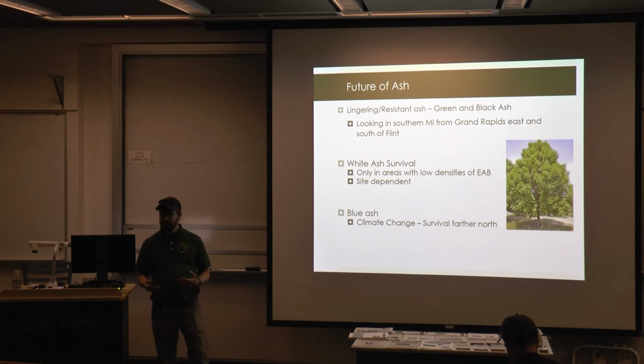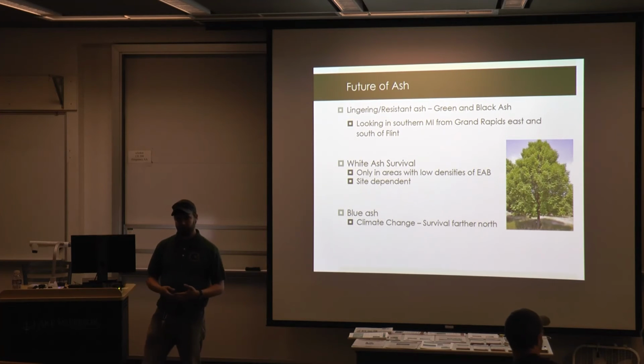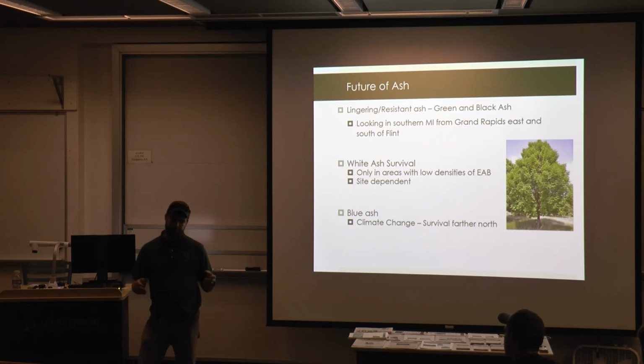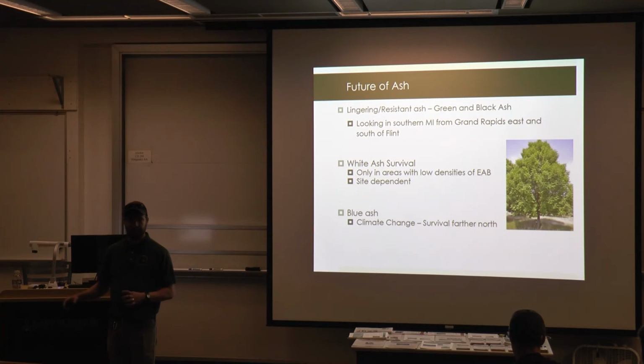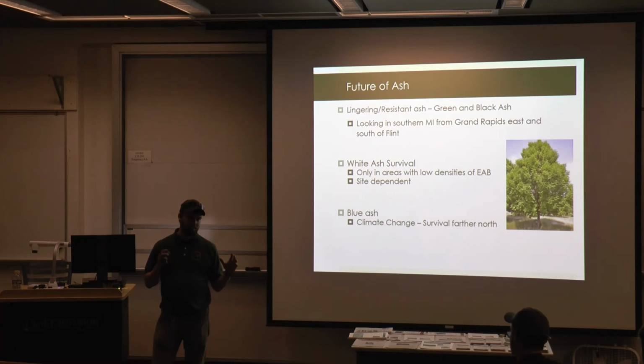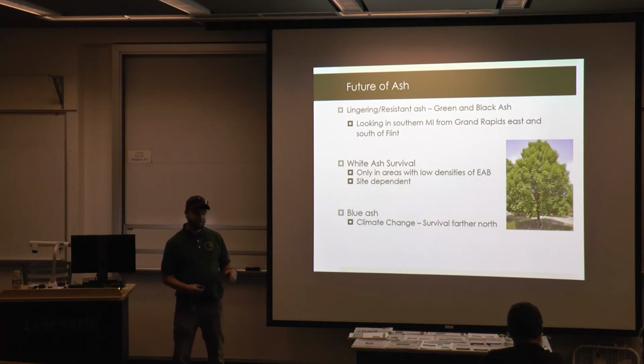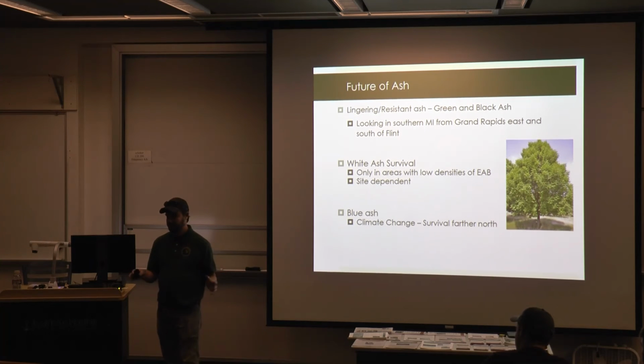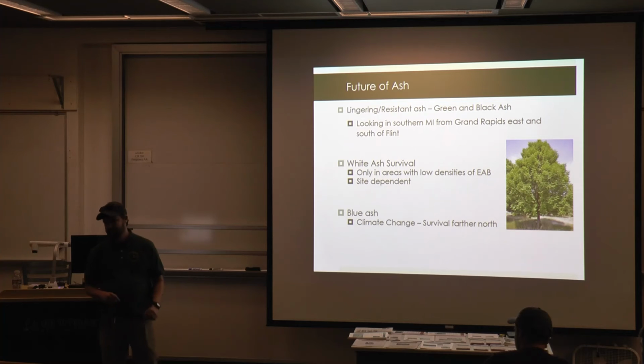So we're looking at lingering ash or resistant ash trees. We're going into areas that have been hit with EAB for a really long time. So we're pretty much focusing east of Grand Rapids, south of Flint, the southeast area, going in, looking at the trees that are surviving. Now these trees might not be 100% healthy, but they are alive, which is saying, hey, there's some resistance at least in that tree. Some trees actually do look really good and you got 90% mortality around them, and I don't know how they survived as well as they did, but they did.